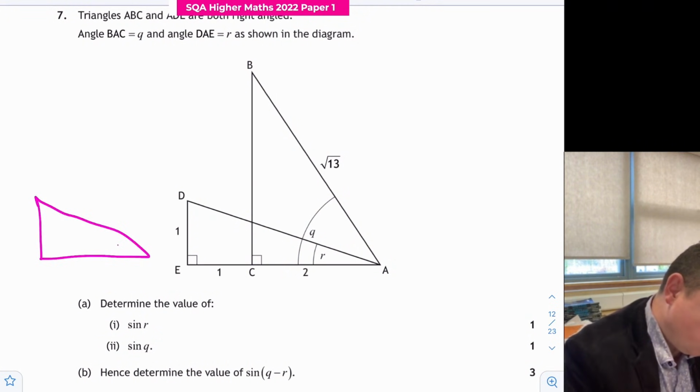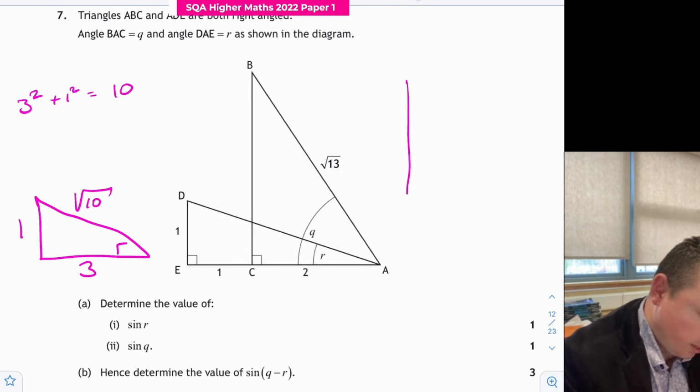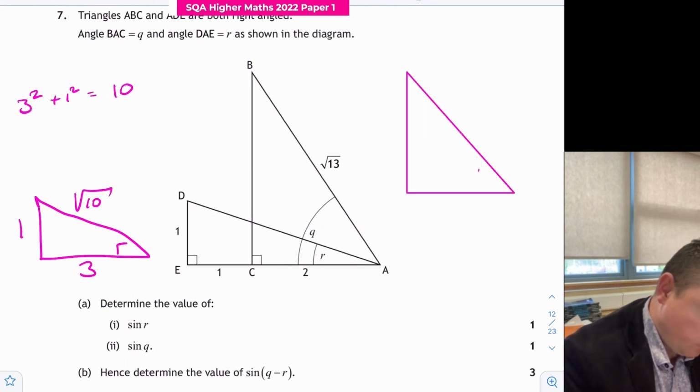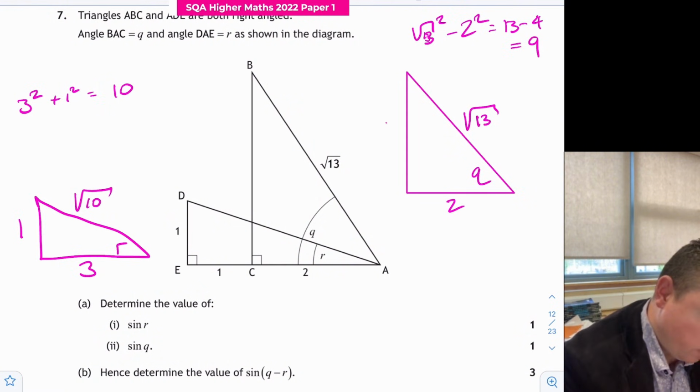If I do a little sketch, we've got R here. This whole length here is 3. And the whole length on the top is 1. So by Pythagoras, 3 squared plus 1 squared equals 10. So that must be the square root of 10. We can do the same for the Q triangle if I just do that at the side. If I call this Q, then on the hypotenuse we've got root 13, and on the bottom we've got 2. So by Pythagoras, root 13 squared minus 2 squared is 13 minus 4, which is 9. So square root of 9 is 3.